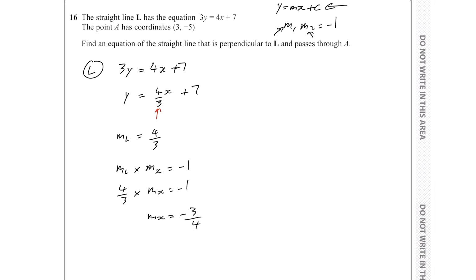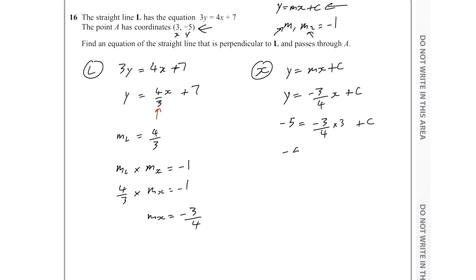So now we have the gradient of mx. So if you look at this line x that we've created, the other line, the equation of the line is always going to be y is equal to mx plus c. We know what m is, so we're going to substitute that in. Minus 3 over 4 x plus c. And we've also been told that this line passes through point A. Now let's sub those points in since it passes through it. So we have an x coordinate and we have a y coordinate, so that is going to be minus 5 is equal to minus 3 over 4 times 3 plus c, so that's going to be minus 5 is equal to minus 9 over 4 plus c.